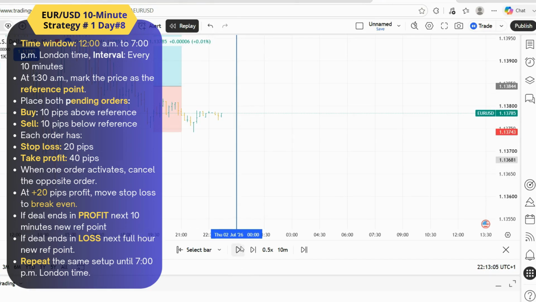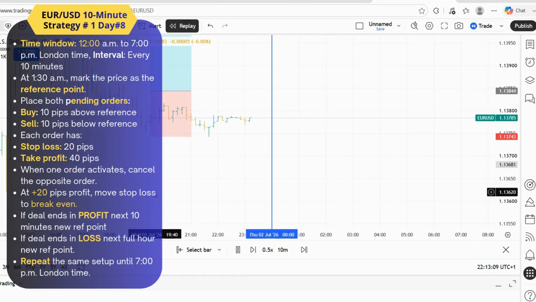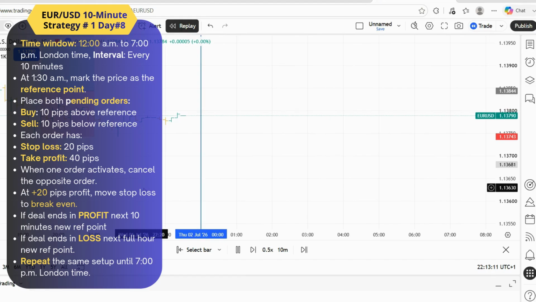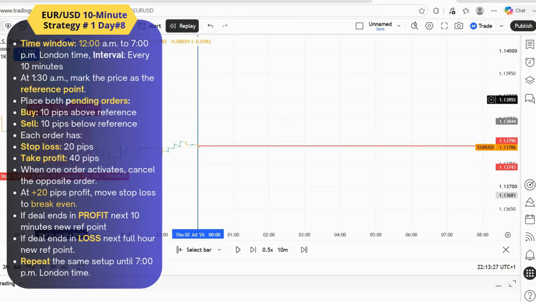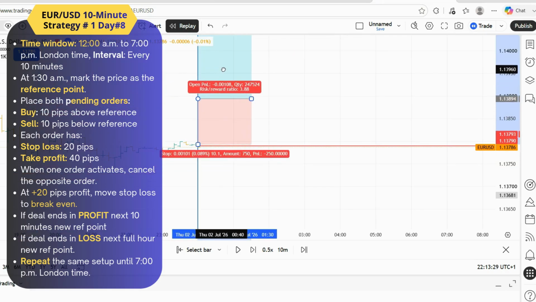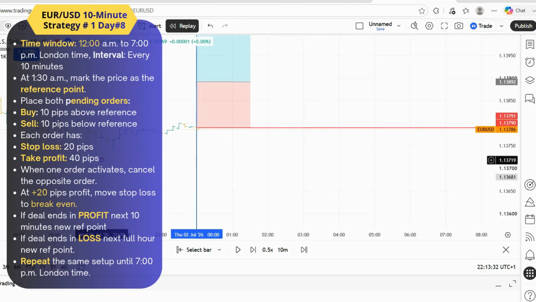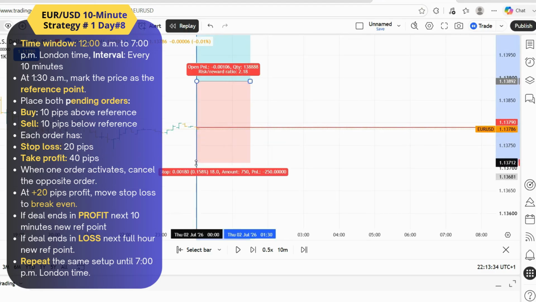There is also one very important trade management rule. As soon as one pending order activates, the opposite order must be canceled immediately. We do not want to hold both a long and a short position at the same time. Another essential rule applies once the active trade reaches 20 pips of open profit. At that point, the stop loss must be moved to the entry price, placing the trade at approximately break even. This helps protect the position from turning into a full loss after it has already moved strongly in our favor.